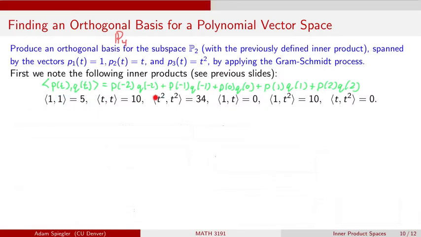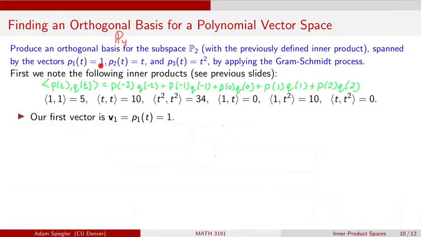So using this inner product, we can find out the relations between the various basis elements that we have for this subspace P2. What I'd like to do is take this inner product and use it to construct an orthogonal basis for this subspace using the Gram-Schmidt process. We can apply this same process to any inner product space. It does not need to be Rn. So let's recall how that process goes.